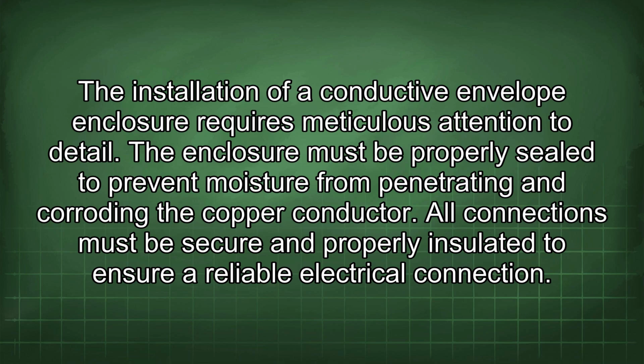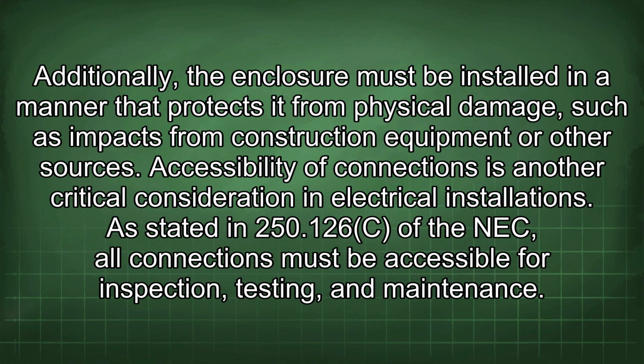The enclosure must be properly sealed to prevent moisture from penetrating and corroding the copper conductor. All connections must be secure and properly insulated to ensure a reliable electrical connection. Additionally, the enclosure must be installed in a manner that protects it from physical damage, such as impacts from construction equipment or other sources. Accessibility of connections is another critical consideration in electrical installations.